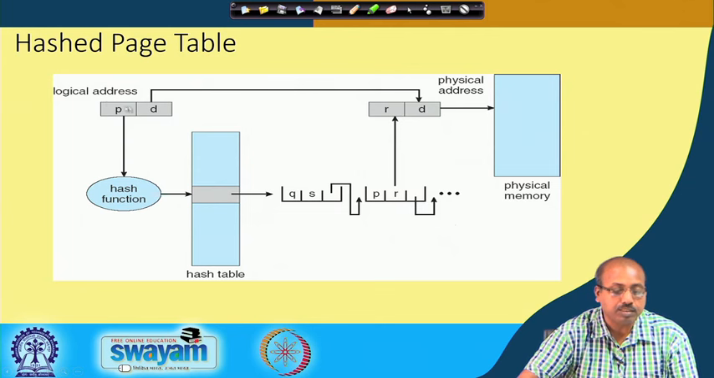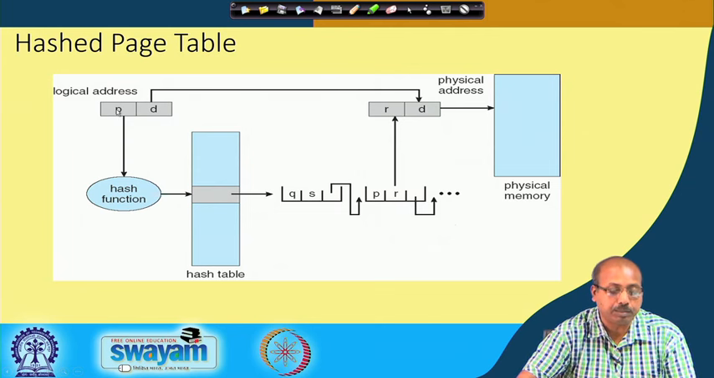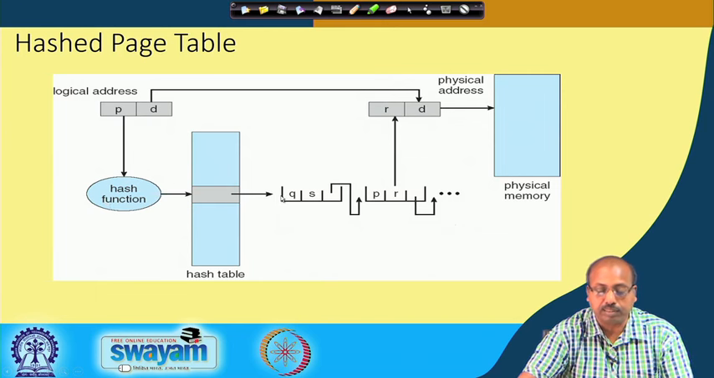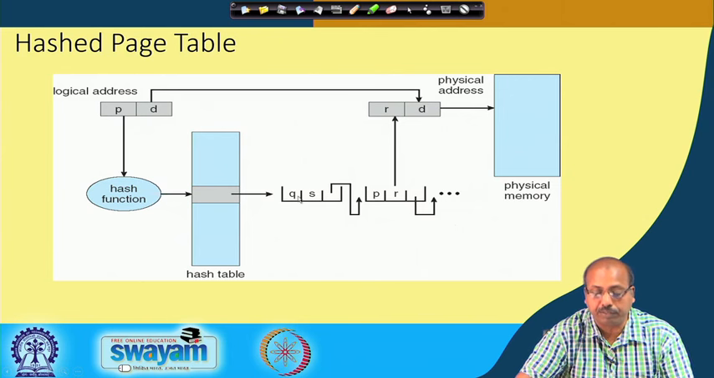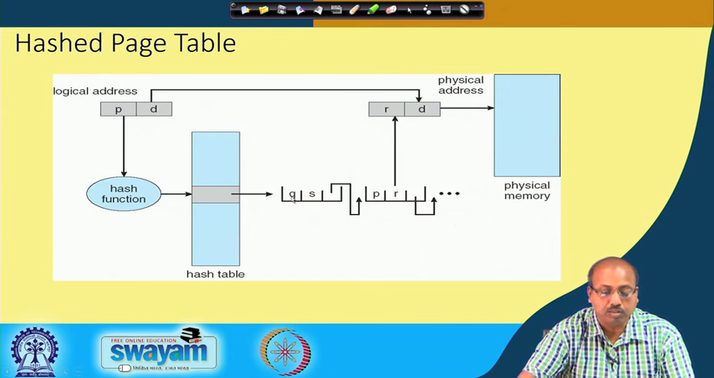So this is the structure. The page number part of the logical address passes through this hash function, which gives me an index into this hash table, and that index has a list of these memory frames where they are matching. Q is one virtual page, and Q and P are two virtual page numbers that have hashed to the same index of this page table, not the frame number.